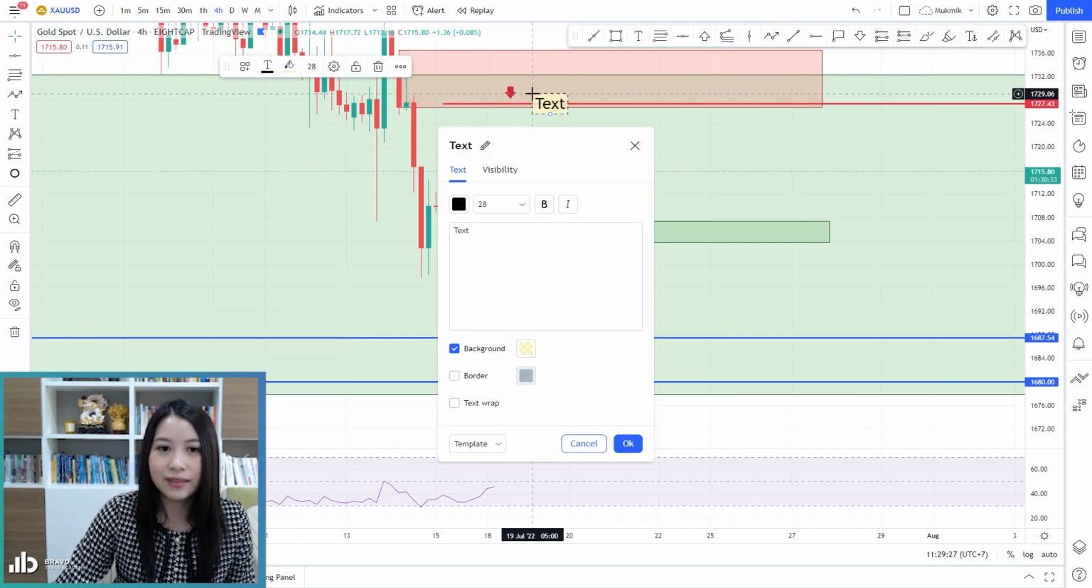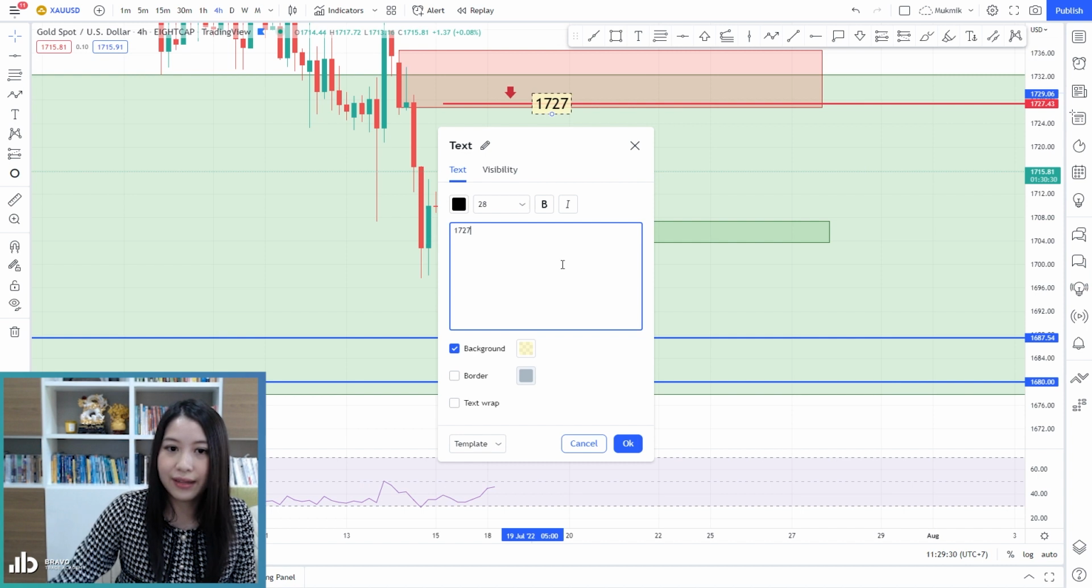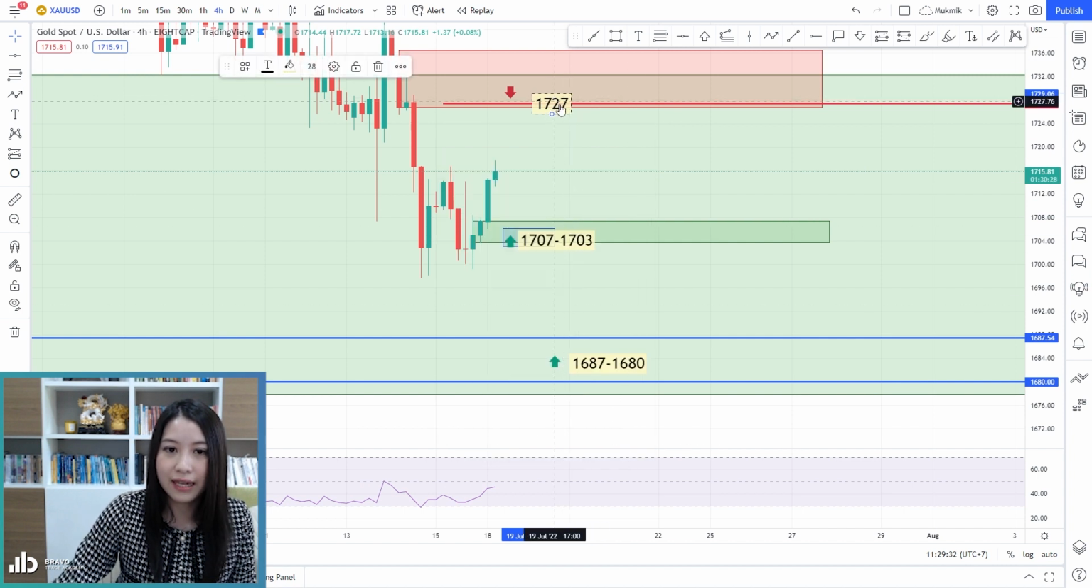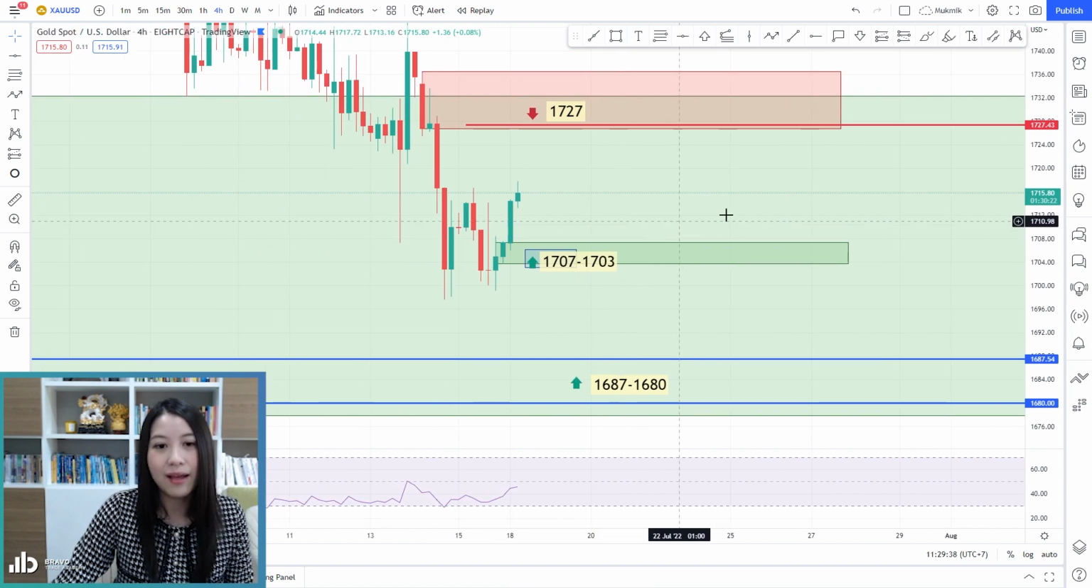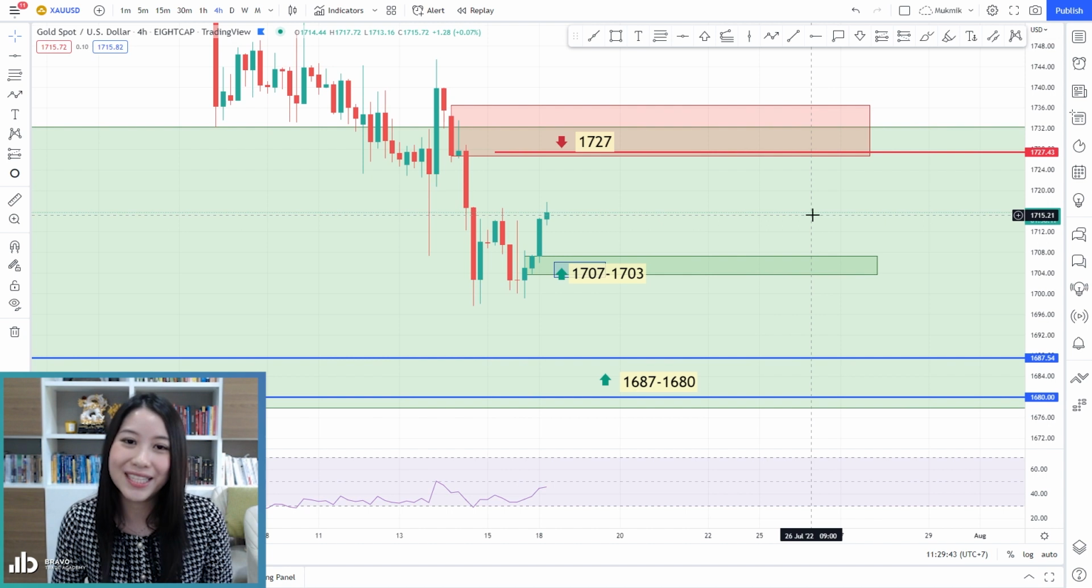So this is 1727 that we have confirmed for selling. All the buying plans are not confirmed. Please don't put the pending order there. These are the 3 plans for today.